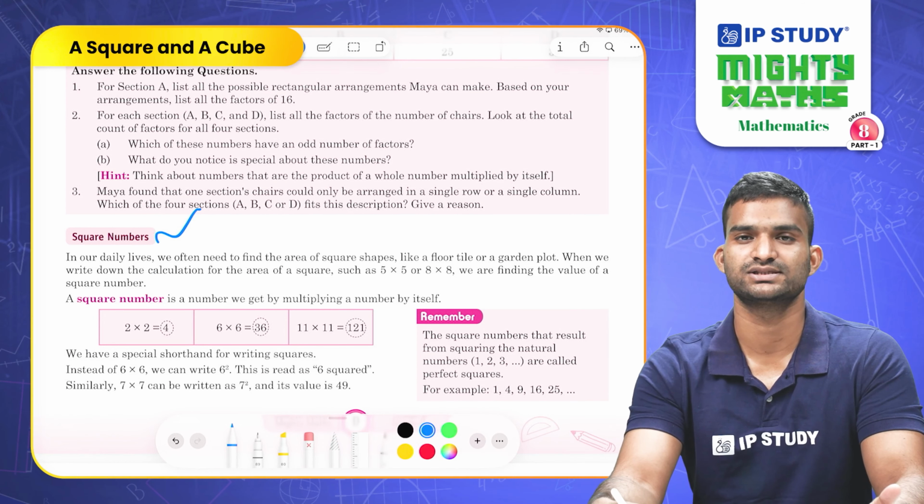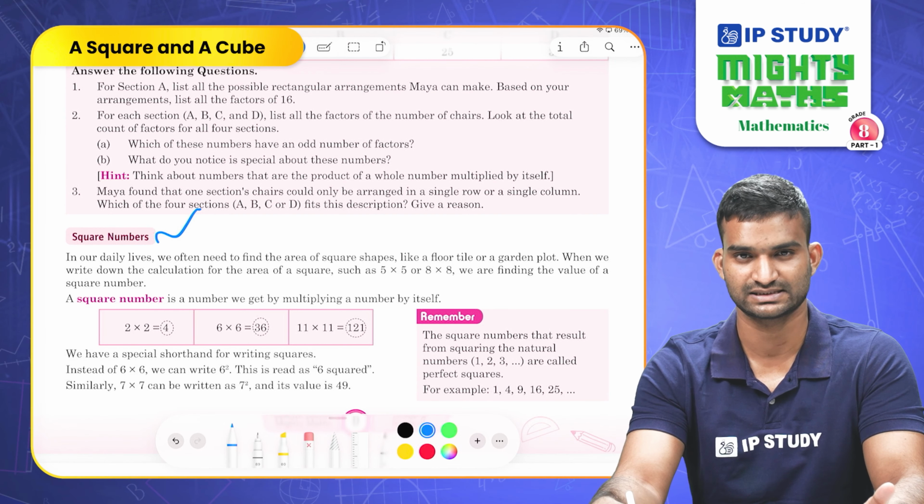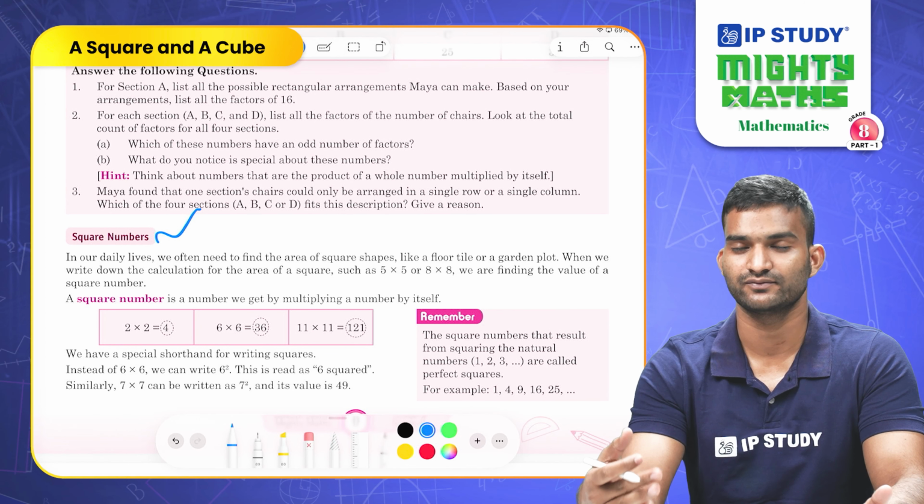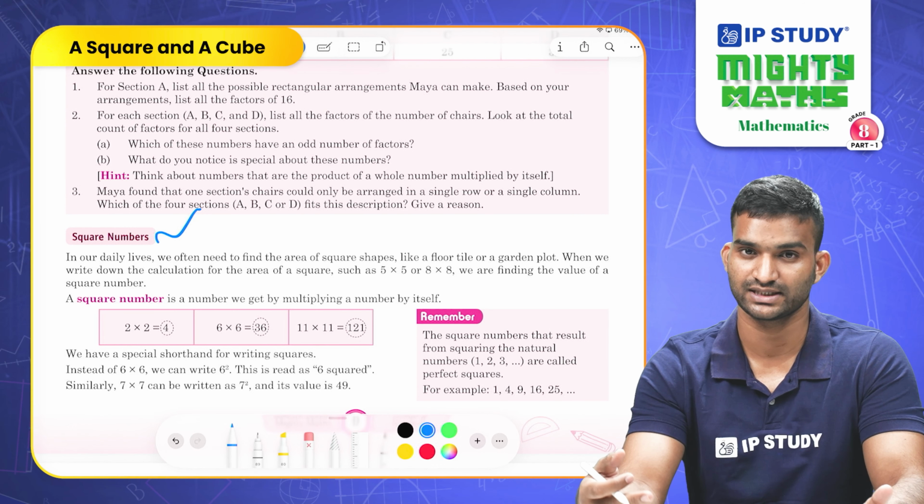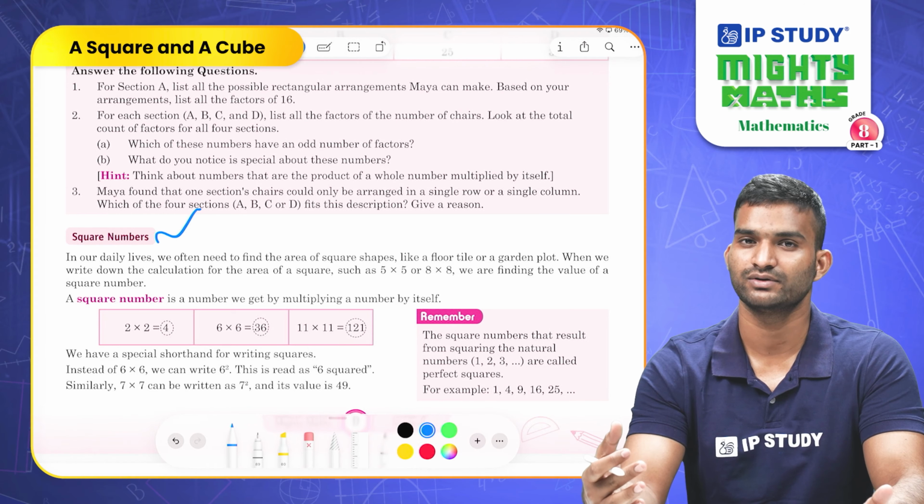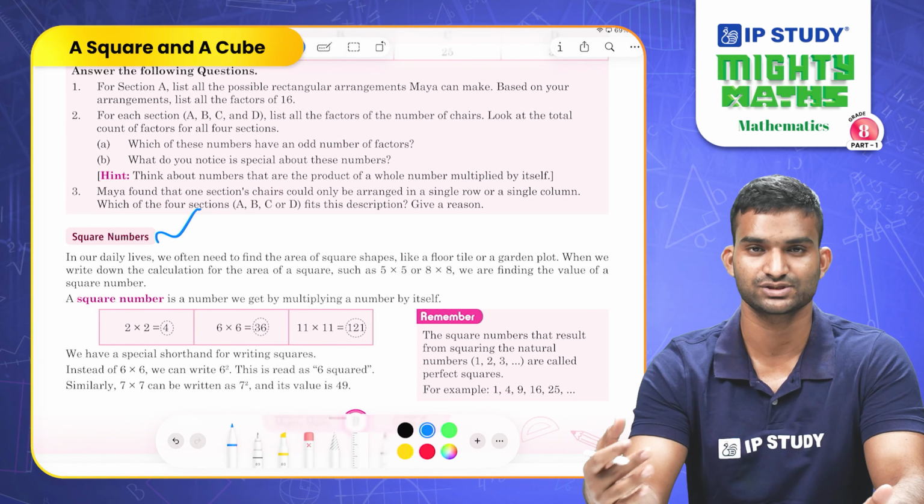So students, square numbers are numbers we get when we multiply a number by itself. For example, if we multiply 2 by 2, we get 4. So 4 is a square number. Likewise, when we multiply 3 by 3, we get 9. So 9 is a square number. So basically, when we multiply a number by itself, the resultant number is a square number.